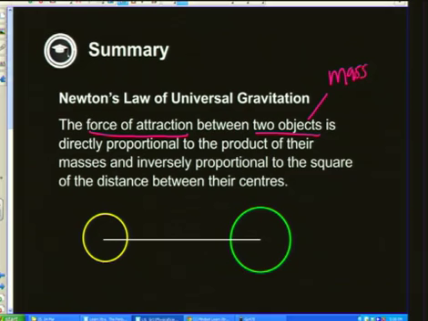And what we say is they're directly proportional to the product of their masses and inversely proportional to the square of the distances between their centers. Wow, that's a huge mouthful. I need to take it one step at a time. And I want to explain to you each of those important terms and revise with you.